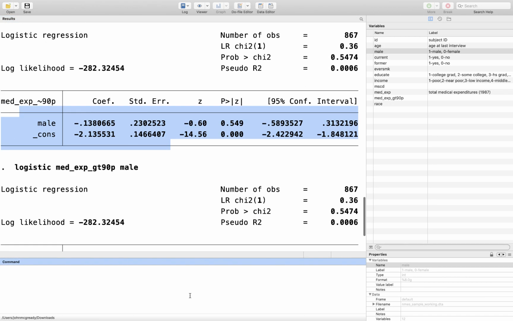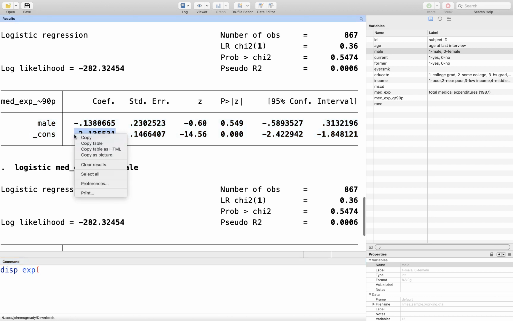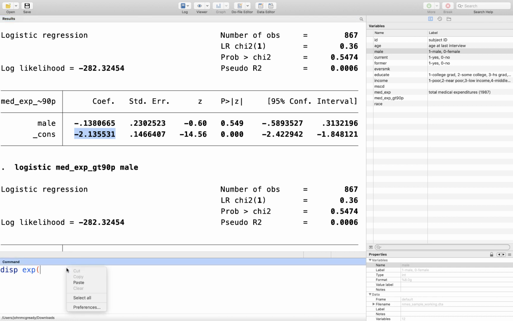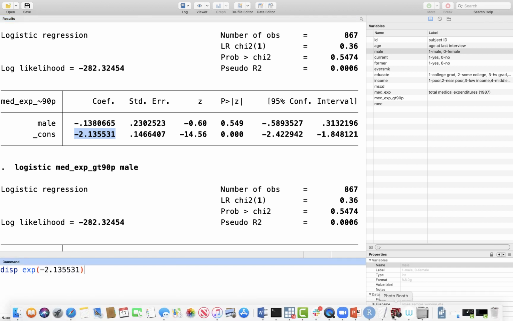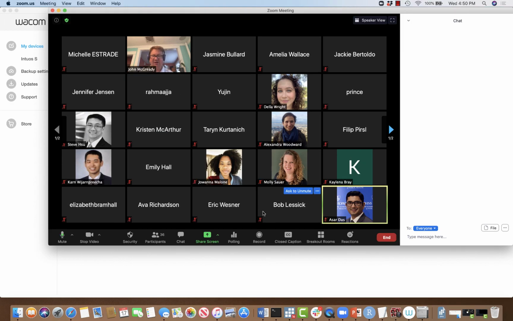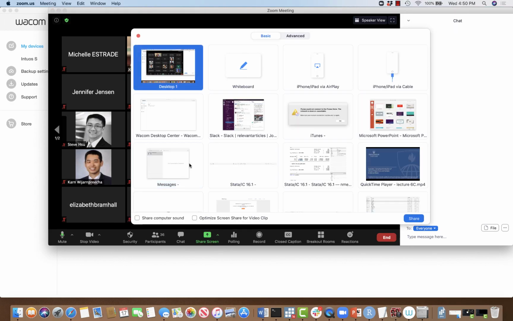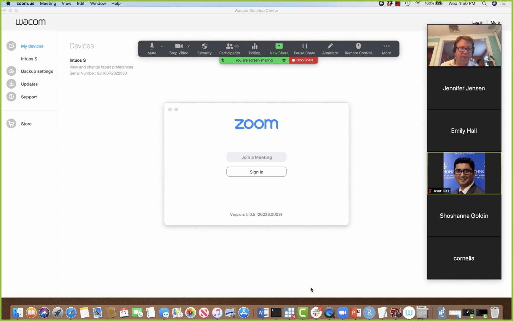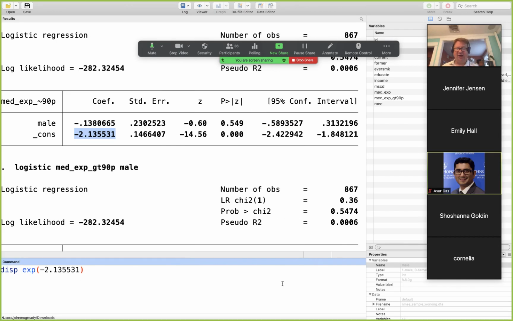So if I do this, if I display e, I'm just going to copy the number directly from Stata here. Oh, sorry, I keep doing that. I get so excited to go to Stata, I forgot to, you know how it is. You see it now?